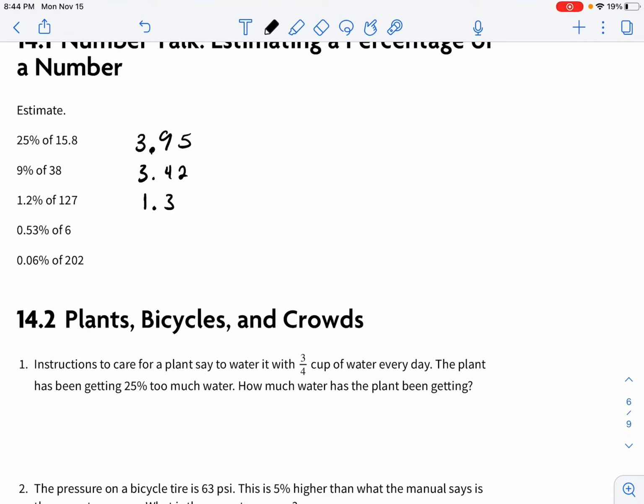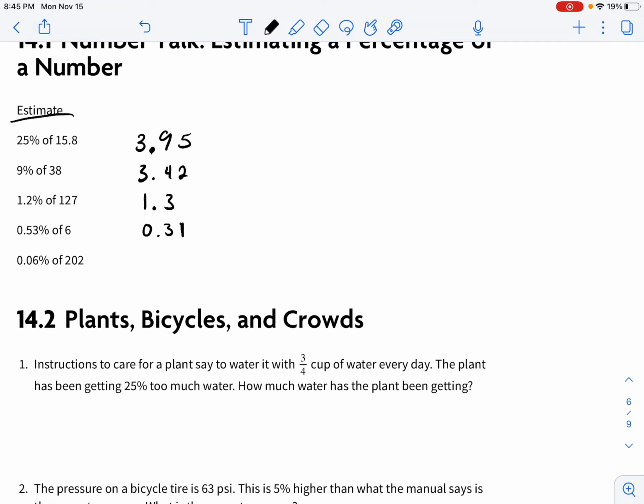Okay, and then 0.53% of 6. Well, 1% of 6 would be 0.6. So 0.53 is about half of that. So this would be about 0.3. And now once again, these are estimates. So I'm just, as I look at it, trying to figure out what it should be.